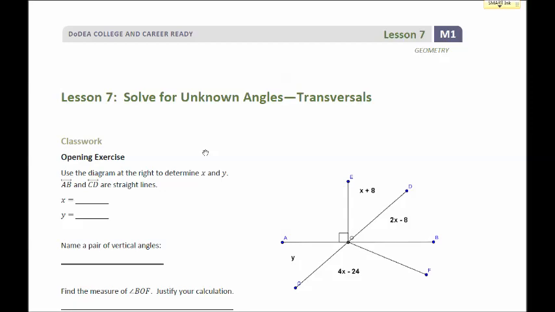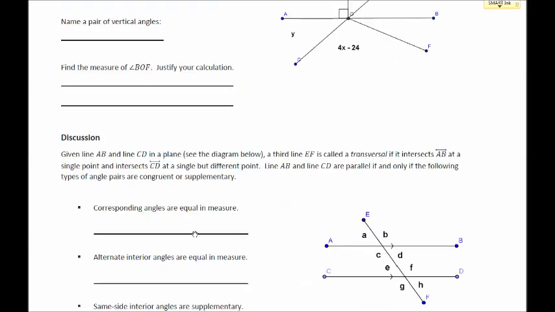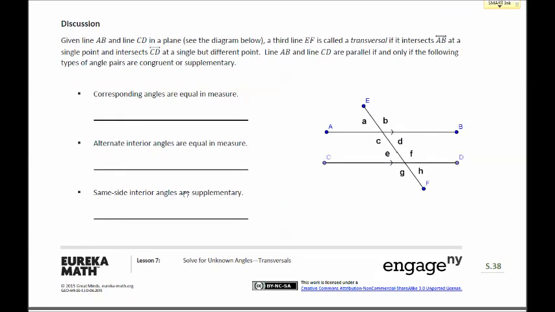Next, we'll jump to lesson 7 about transversals. Given line AB and line CD in a plane, a third line, EF, is called a transversal if it intersects line AB at a single point and intersects line CD at a single but different point. So, in this picture, line EF, or segment EF, is a transversal because it intersects two other lines.